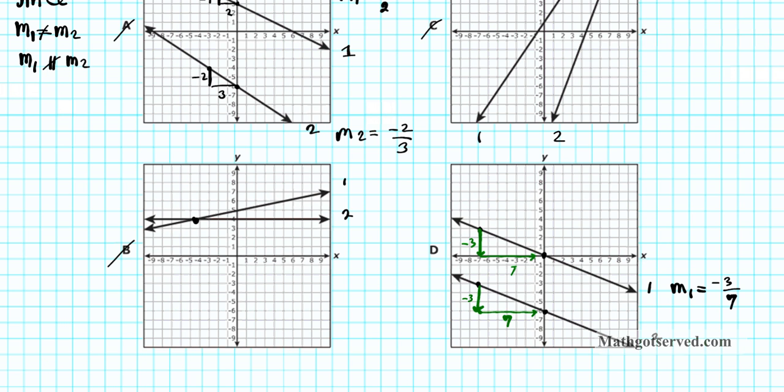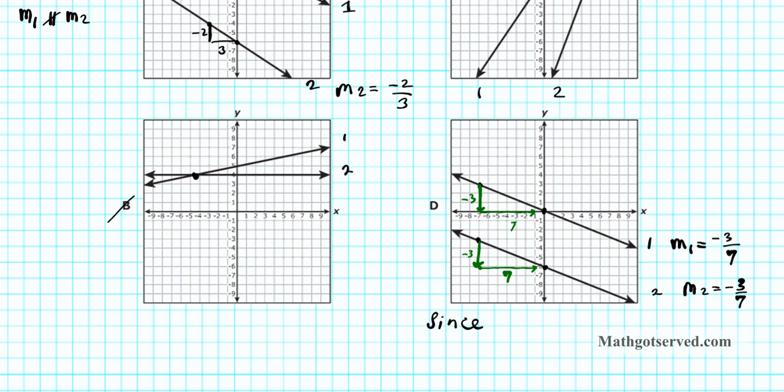Alright, so now what's the slope of the second line? The slope of the second line is -3 over 7. Now since the slope of the first line is equal to the slope of the second line, that means that line 1, L1, is parallel to L2. The two lines are parallel. Okay, so if the two lines are parallel, that means they never intersect, and that means that there's no solution in this case. All right, so that's that.